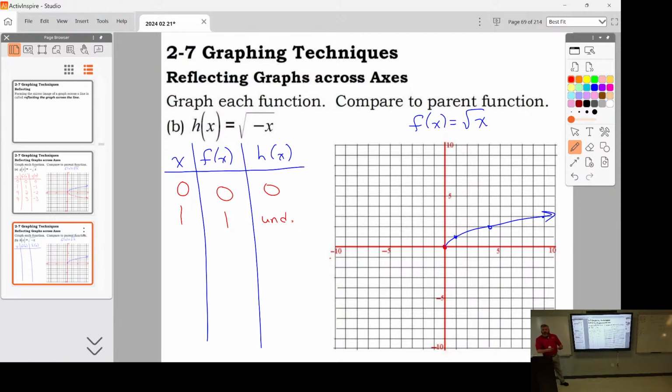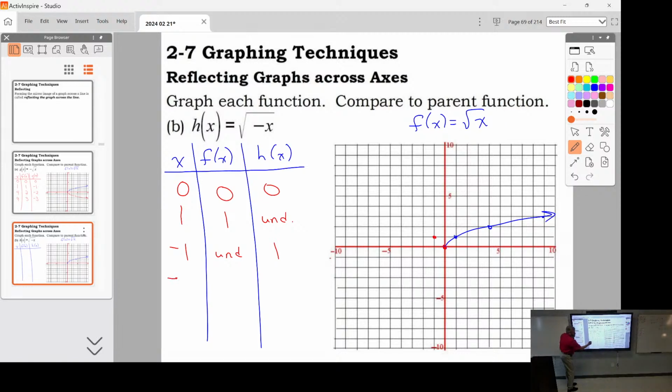So let's go ahead and go the other direction. What if I plug in a negative 1? Well, if I plug a negative 1 into my parent function, I have the square root of negative 1, which is undefined. But if I plug negative 1 into this, I have negative negative 1. What's negative negative 1? 1. And the square root of 1 is? So I have a point at negative 1, 1.